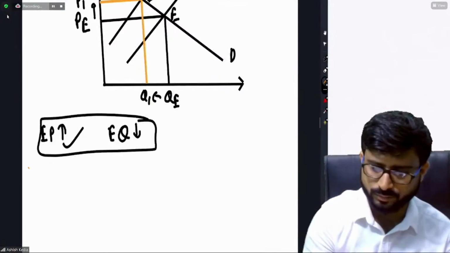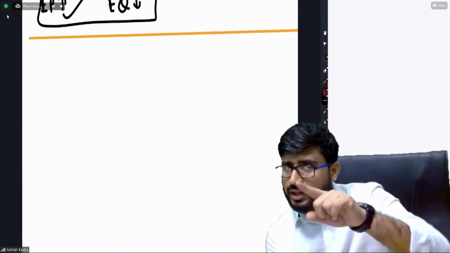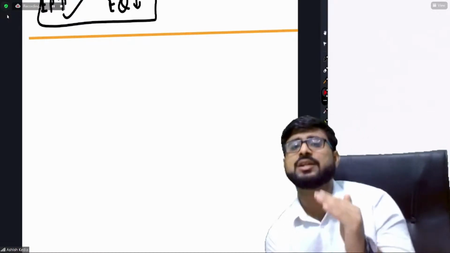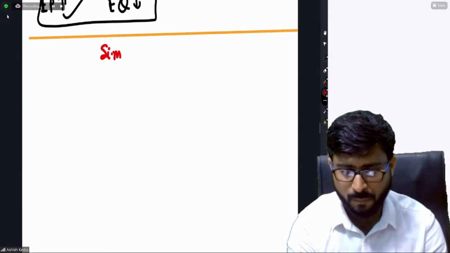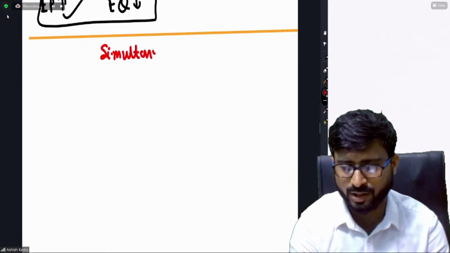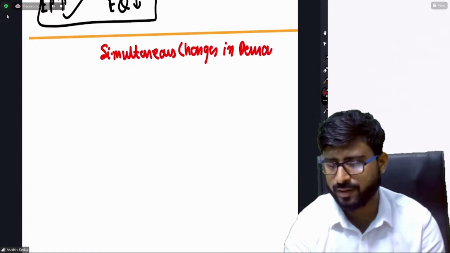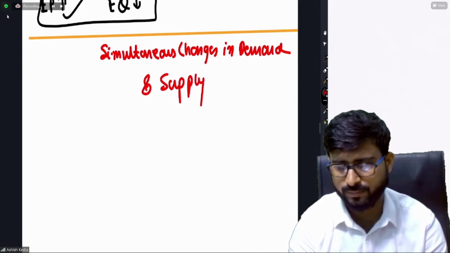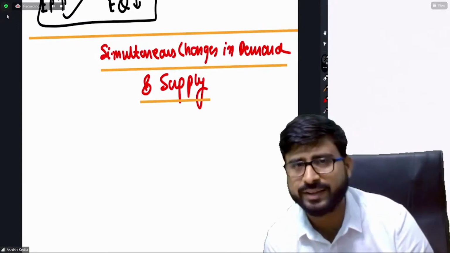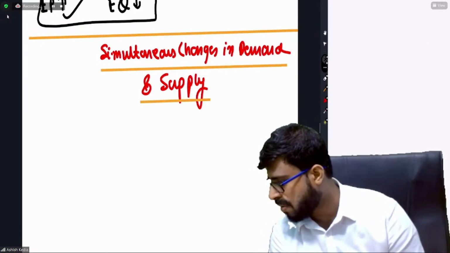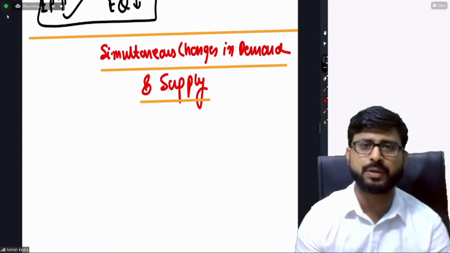Correct. Now, we will discuss simultaneous changes in demand and supply. Until now, what were we doing? Only demand was changing, supply was not changing, or supply was changing, demand was not changing. Now both will change. Simultaneous changes in both demand and supply. Now we are discussing this. Got it, everyone? Simultaneous changes in demand and supply.